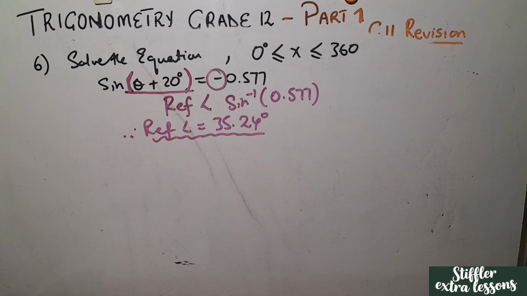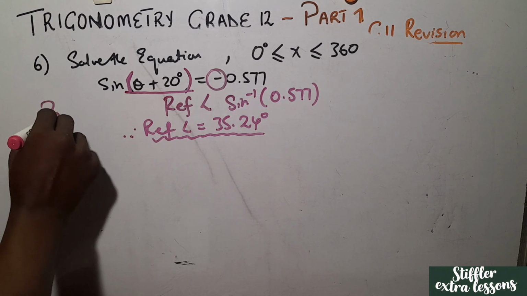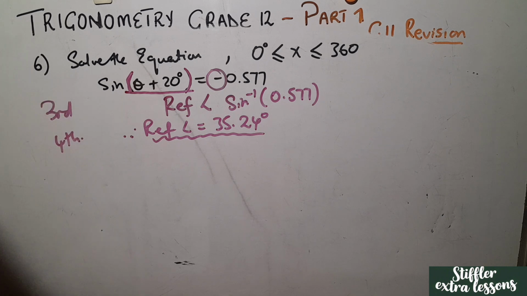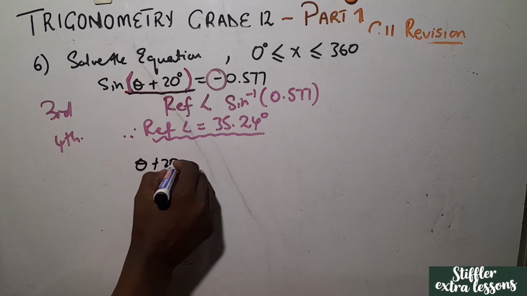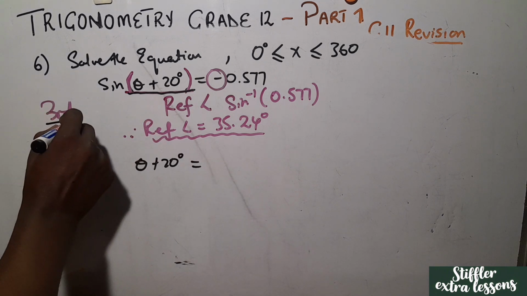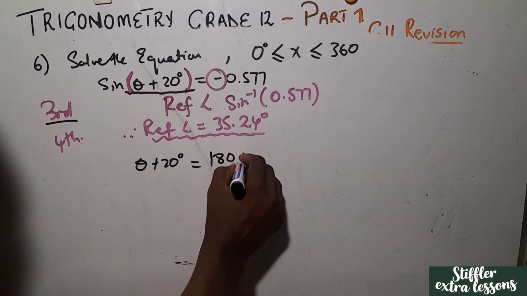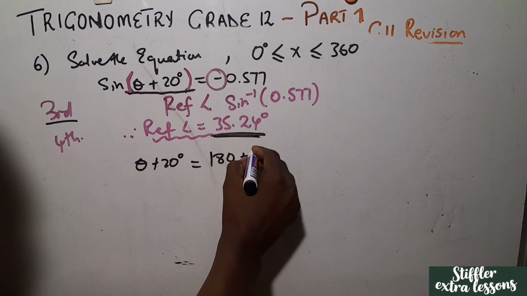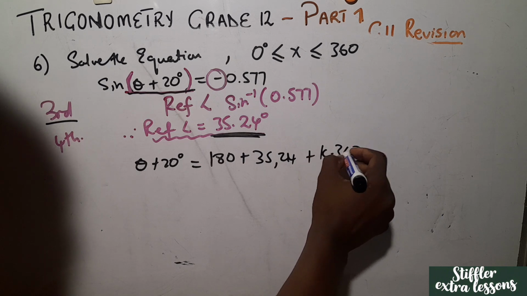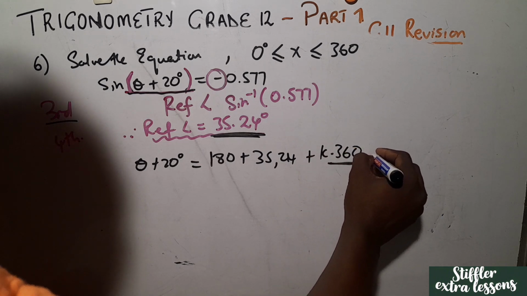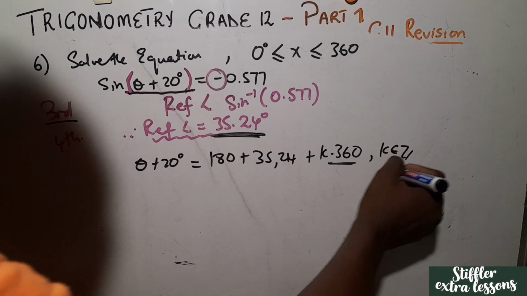And I'll ask myself, where is sine negative? That's the third and fourth quadrant. So I'm going to do the general solution of the third and fourth quadrant using the reduction formulas of the third and fourth, right? So my theta plus 20 degrees in the third quadrant equals 180 plus the reference angle, 35.24, plus k times 360, which is the period of sine, where k is an element of the integers.